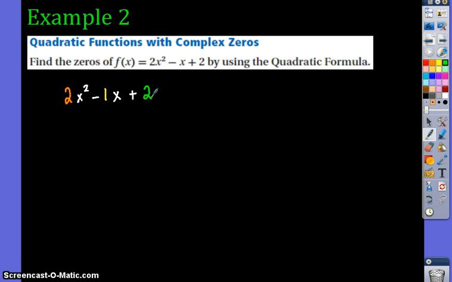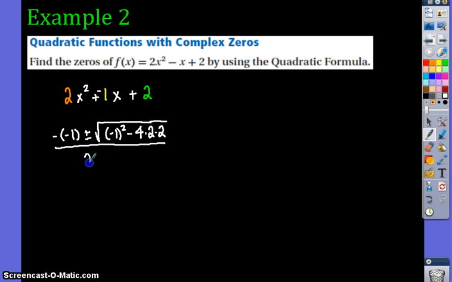All right, so first step, we need to do the opposite of b. And we need to remember that this is really plus a negative. So the opposite of negative 1 plus or minus the square root of b squared, so that's negative 1 squared, minus 4 times a, which is 2, times c, which is 2. All of that divided by 2 times a, which is 2.